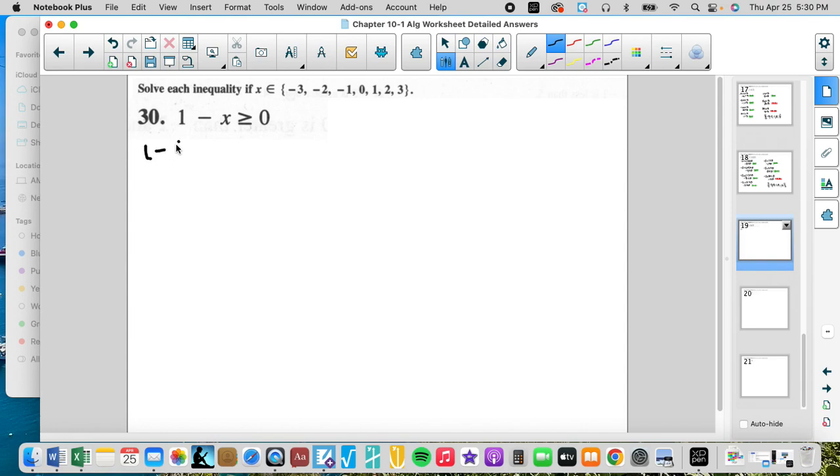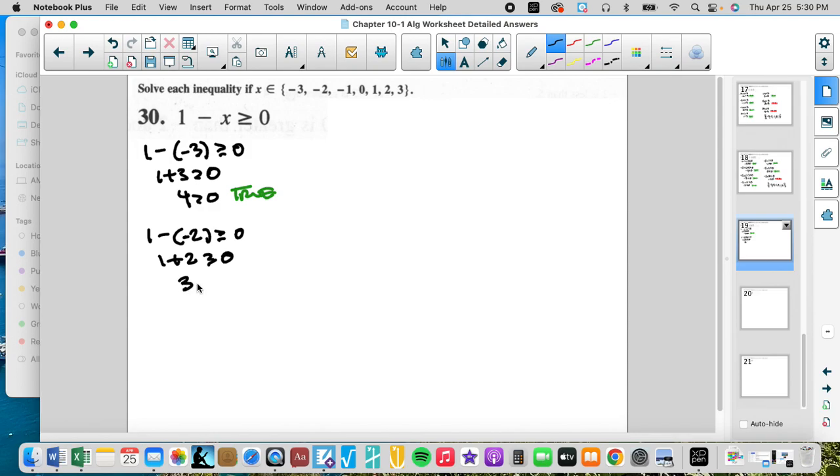Systematic. 1 minus negative 3 greater than or equal to 0 is 1 plus 3, 4 greater than 0. That is true. Is 1 minus negative 2 greater than or equal to 0? Is 1 plus 2 greater than or equal to 0? Is 3 greater than or equal to 0? That is true. Is 1 minus negative 1 greater than or equal to 0? Is 1 plus 1 greater than 0? Is 2 greater than 0? That would be true.